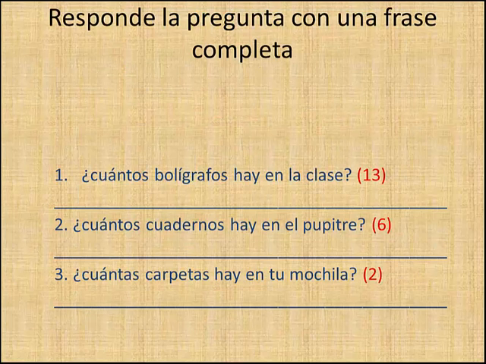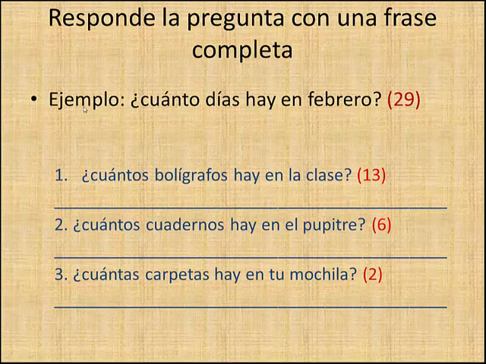So hopefully you did pretty well on that. And now we've got just a couple more slides. So responde la pregunta con una frase completa. So answer the question with a complete sentence, or respond to the question with a complete sentence. And here's the ejemplo. Here's your modelo.